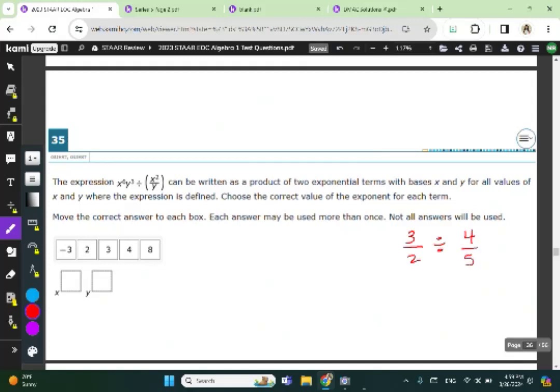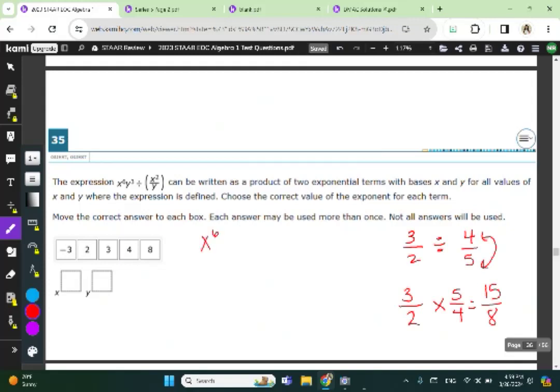When you first learned how to divide fractions, you learned, or you should have learned, that you multiply by the reciprocal. So I'm going to flip this over to become 5/4. 3 times 5 is 15. 2 times 4 is 8. So that's your fraction.